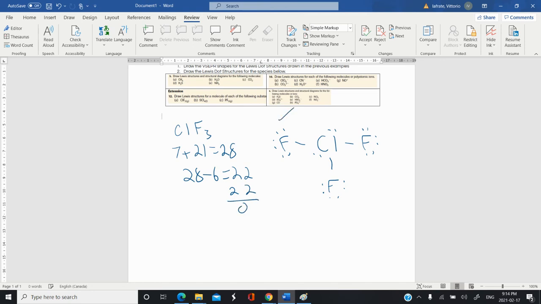So our fluorines are all happy. They have 8 and 8. Our chlorine has 1, 2, 3, 4, 5, 6, 7, 8, 9, 10. And this is okay. This does work out. It just happens to be one of the expanded octets.